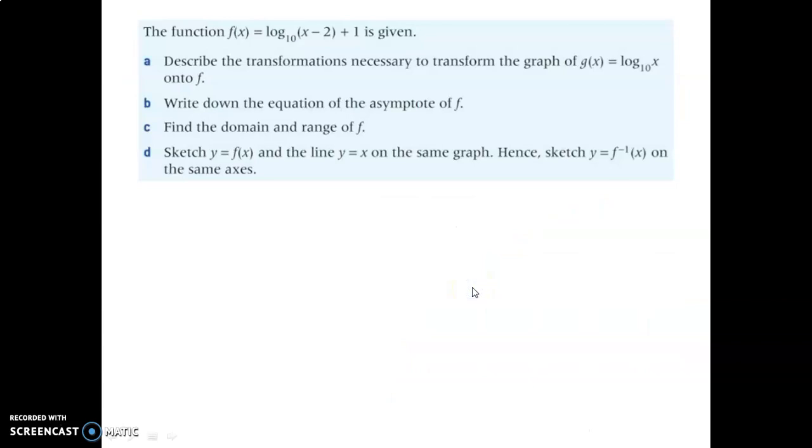Okay, try this problem here. All right, in A, we have a translation 2 units to the right, and then a translation 1 unit up vertically, right? So you should know that from our transformations. Write down the equation of the asymptote.